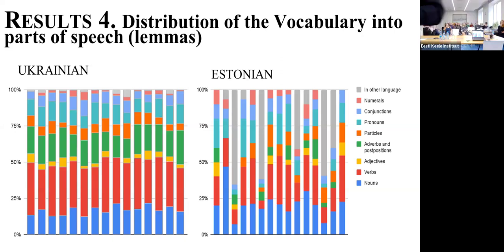You can see the gray here. The gray means that the children use words from other languages. They usually use English, which is interesting, maybe because they knew that Andra is not speaking Ukrainian, and they opt for English, sometimes some Russian words also. But you can see that there are not so many other lemmas at all here. And still, this quite big amount of verbs can be observed here also.